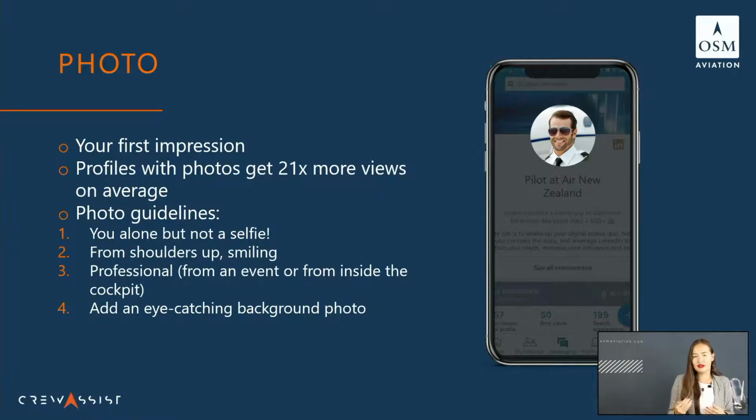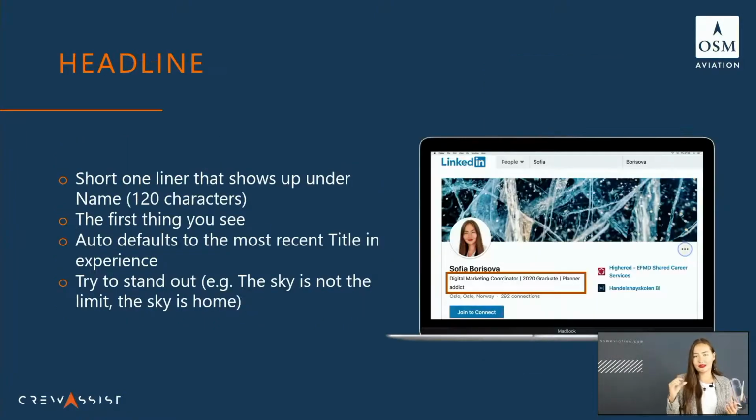So the second thing that we have on the LinkedIn profile is actually a headline. It's a short one-liner that shows up under your name. It's 120 characters, and after your photo, of course, is the first thing you see. By default, it is your position right now at the company you are working for. And, well, it's totally fine. Lots of people use that, but you actually want to stand out. You want to say something about yourself, you want to say something about your profession, or you can say something catchy, something like, the sky is not the limit, the sky is home, because, well, you know why.